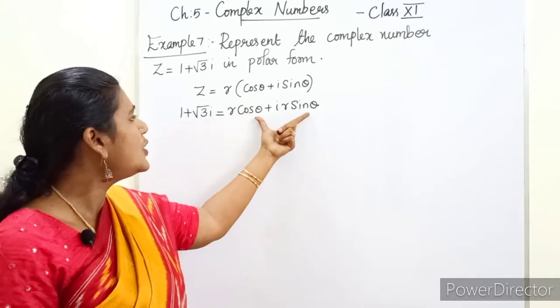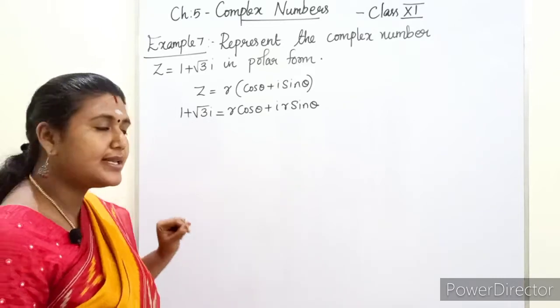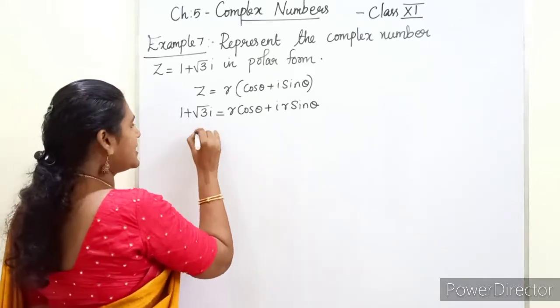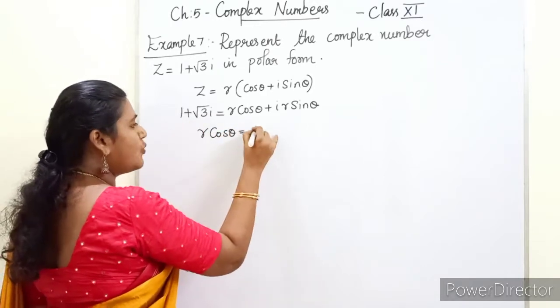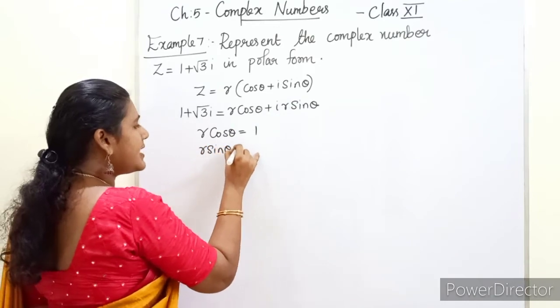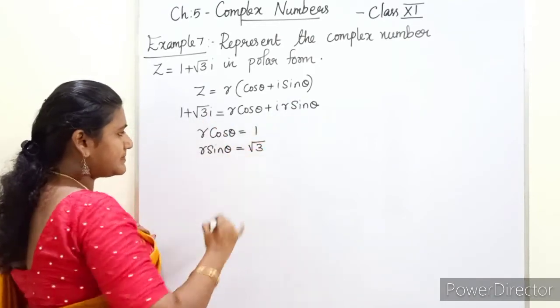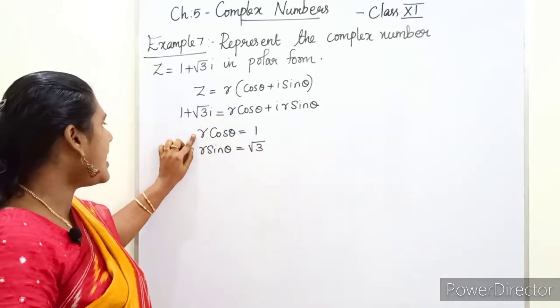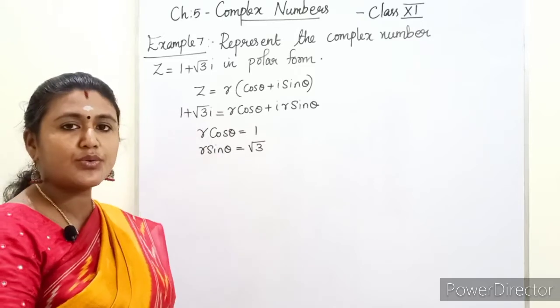Here, if you see, two complex numbers are equal. The meaning is we can equate the real part and the imaginary part. So r cos theta is equal to the real part, which is 1. And r sin theta is the imaginary part, which is root 3. So we got r cos theta equal to 1 and r sin theta equal to root 3.